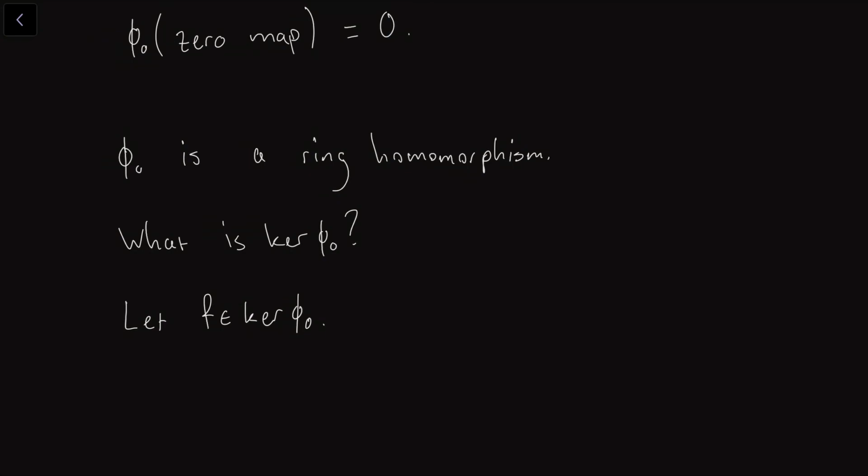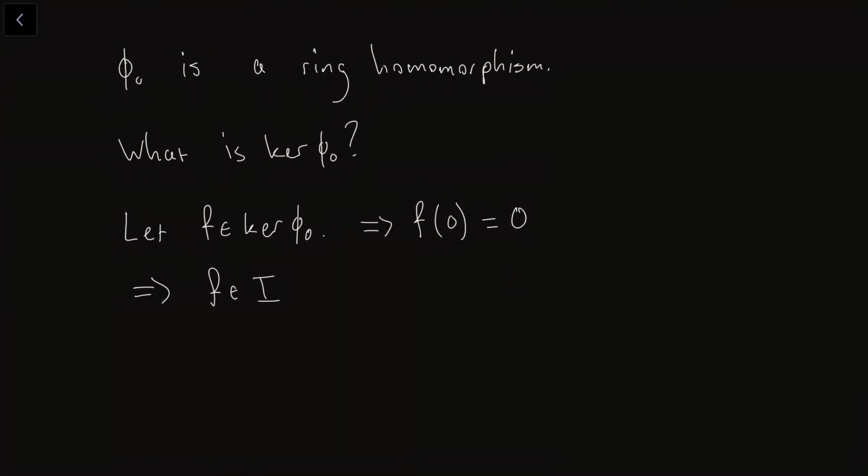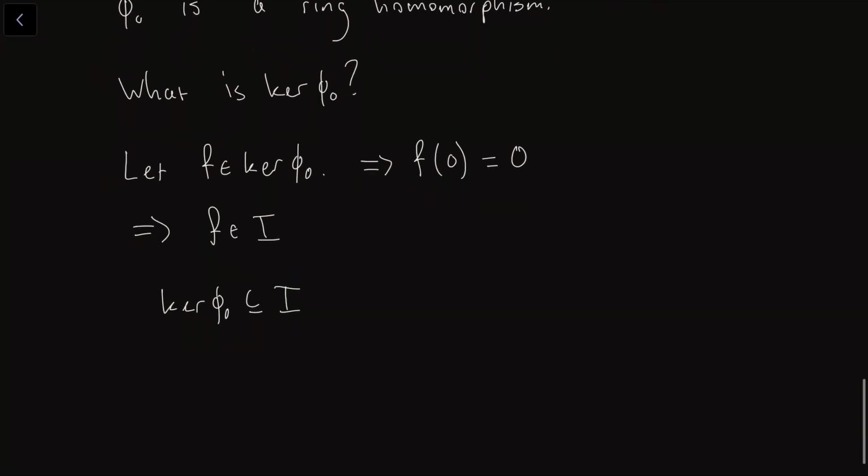So by definition, the kernel is everything that gets mapped to 0 in the codomain. So that implies that f evaluated at 0 is 0, and that tells us that f belongs to our ideal. So actually the kernel of phi 0 is a subset of our ideal.